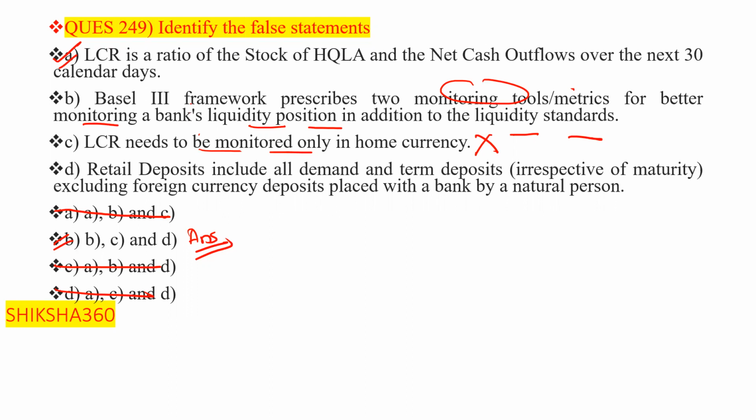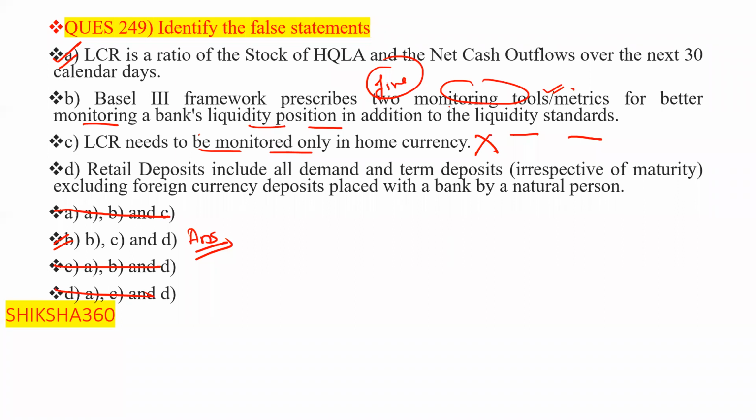Here, why is option B wrong? Option B is correct up to this point. Clear? The Basel III framework requires two monitoring tools. That is not two monitoring tools, basically it is 5 monitoring tools. This will require 5 monitoring tools, not 2. Please remember these points.